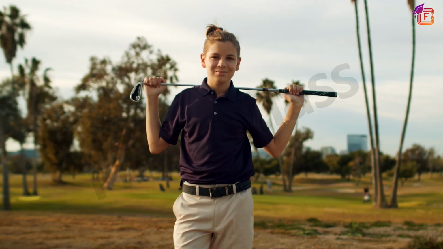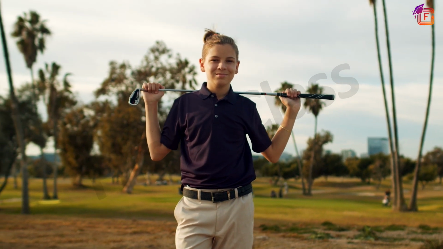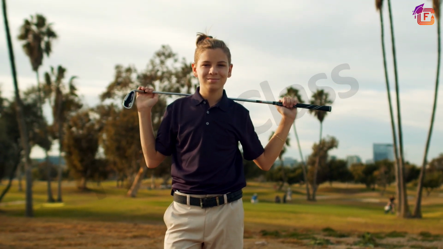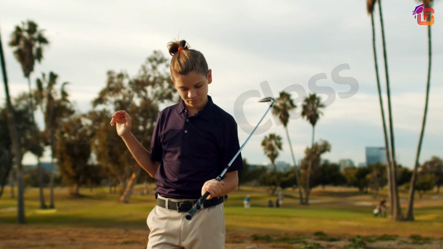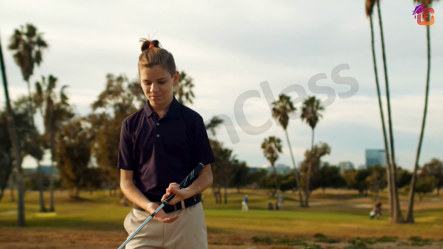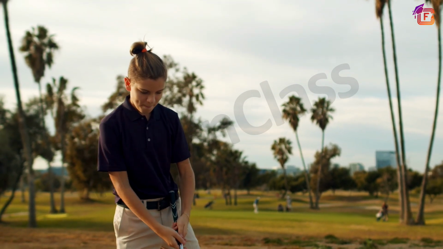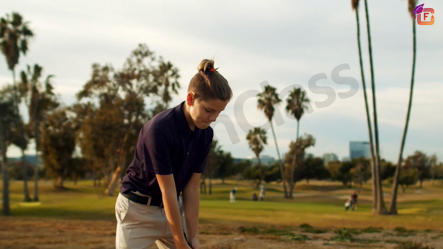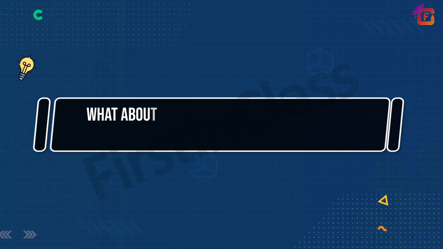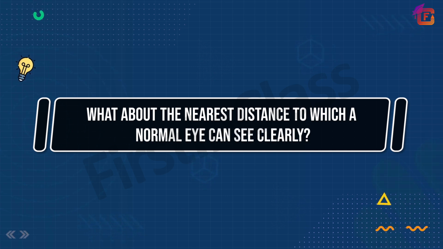For a young adult with normal vision, the farthest point up to which the eye can see objects clearly is called the far point of the eye. It is infinity for a normal eye. But what about the nearest distance to which a normal eye can see clearly? Let's try to find out with a simple activity.